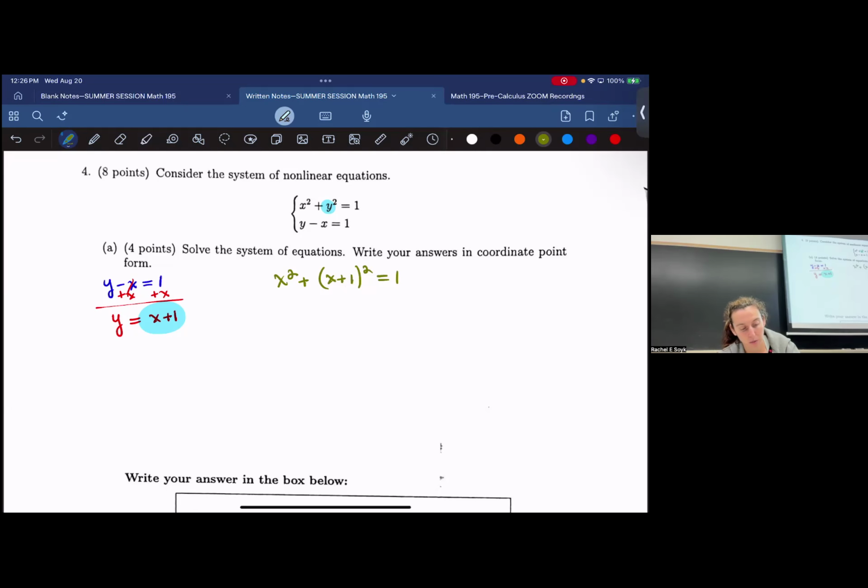So x plus 1 in parentheses squared ends up being expanded into x squared plus 2x plus 1. And then straight off the bat, we can combine our x squareds to get 2x squared. And then we can also subtract 1 from both sides. So the 1's actually cancel out. So we're looking at 2x squared plus 2x is equal to 0.